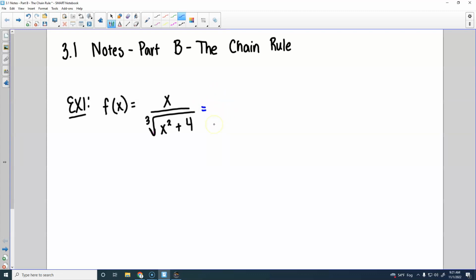But so we're going to use quotient rule on this, but on the next one I'm going to use product rule, and I'll show you how we can do that. So we've got x over, I'm going to write this as x squared plus 4 to the 1/3 power. Alright, so if we were going to take the derivative of this, we must use the quotient rule.